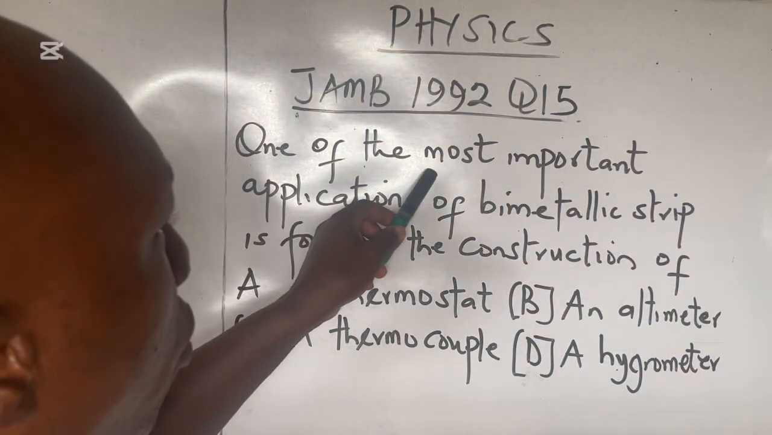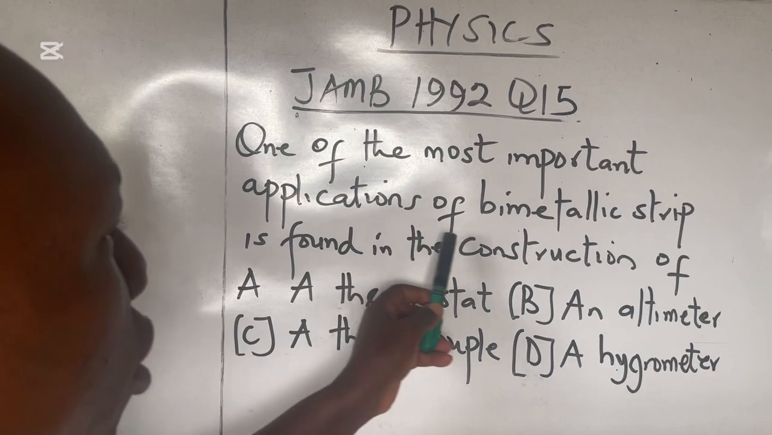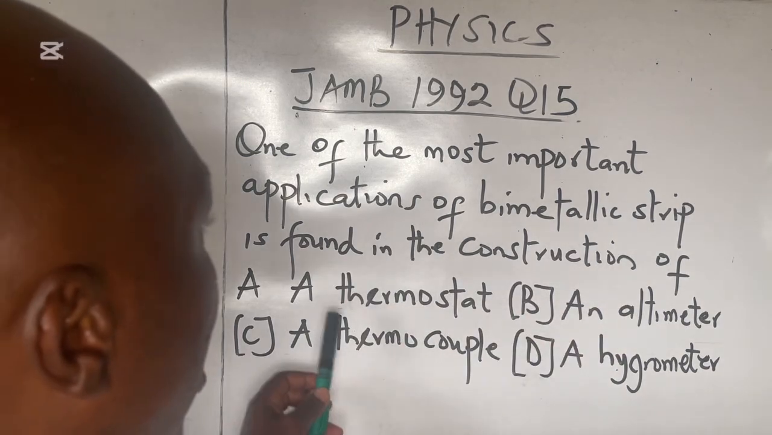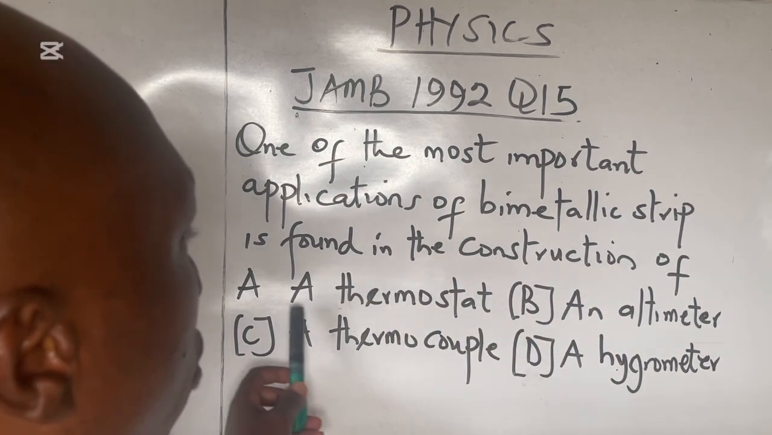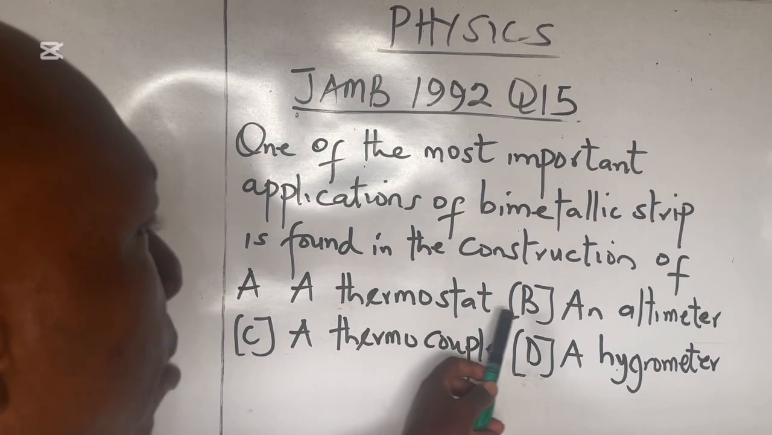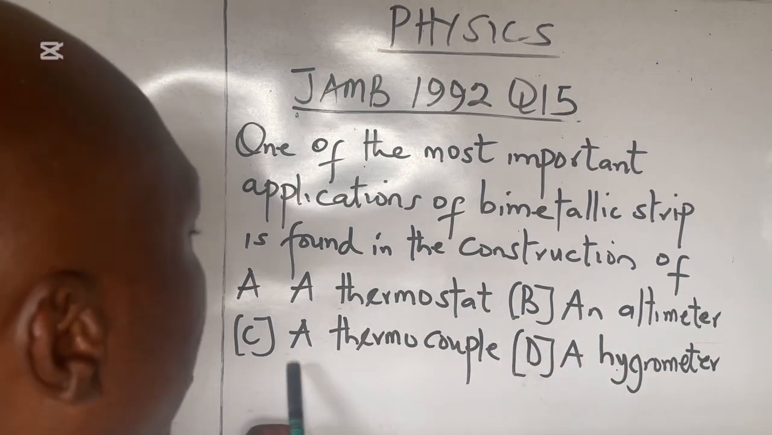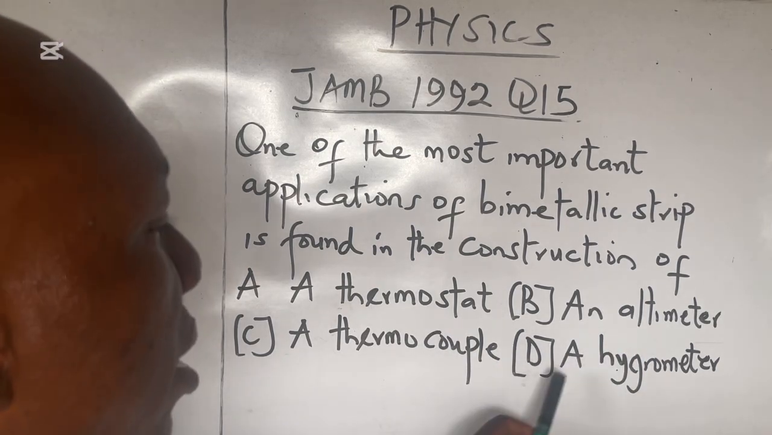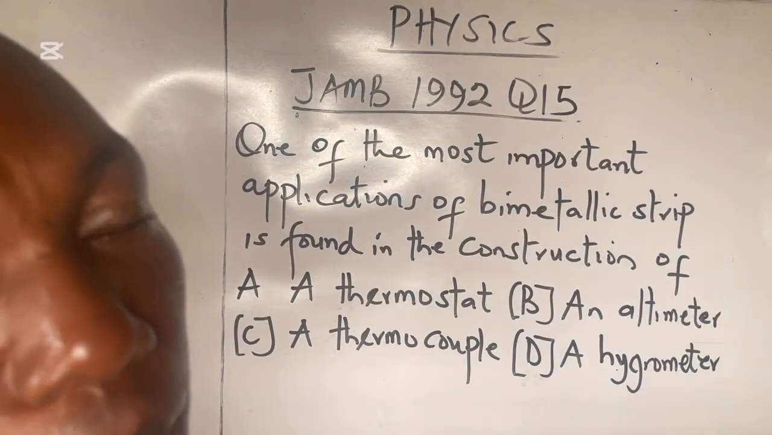One of the most important applications of bimetallic strip is found in the construction of A, thermostat, B, an altimeter, C, a thermocouple, D, a hygrometer.